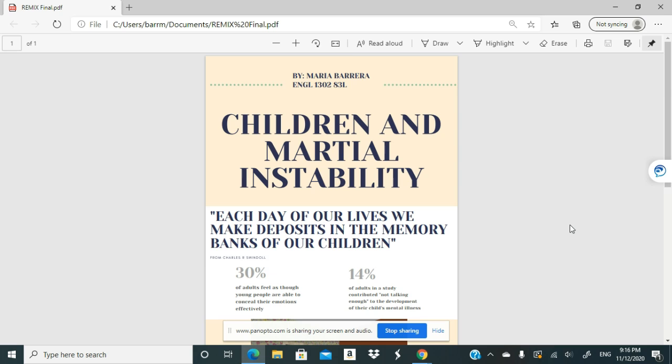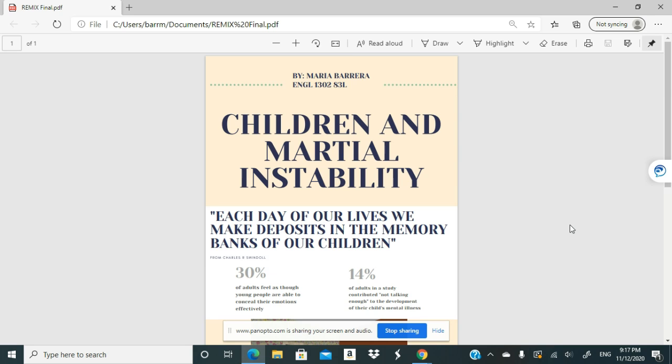For both my remix and my research paper, I decided to go with an almost traditional question, not quite. I decided that I would do marital instability and the effects that it has on children. However, when I started my project, I did want to go a different route and add something that not a lot of people take into account, which is marital instability. And that could be in the form of divorce, or that could also be in the form of, okay, we're married, however, we have a lot of physical, emotional, mental abuse, and our child is witnessing a lot of that.